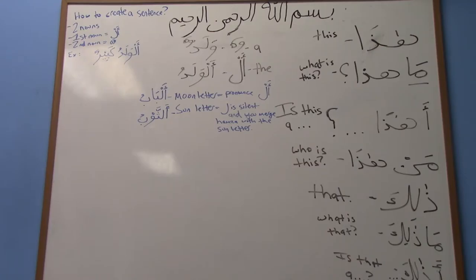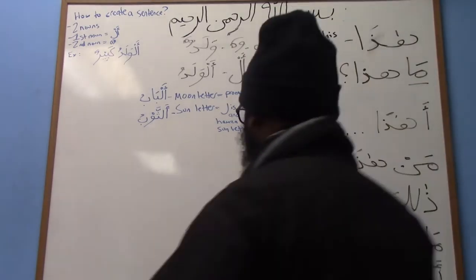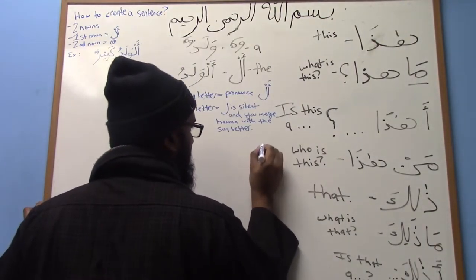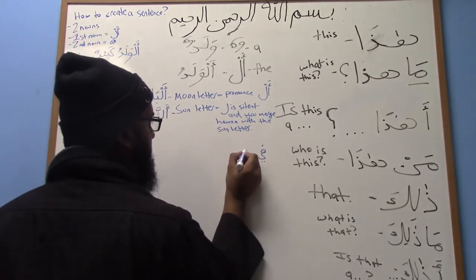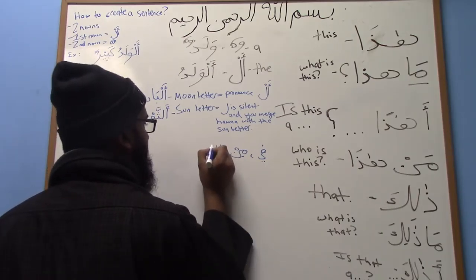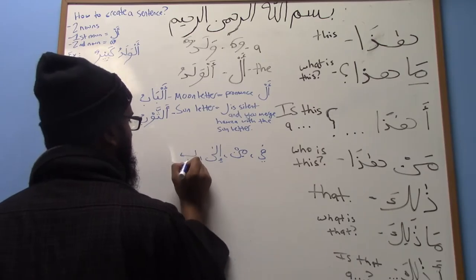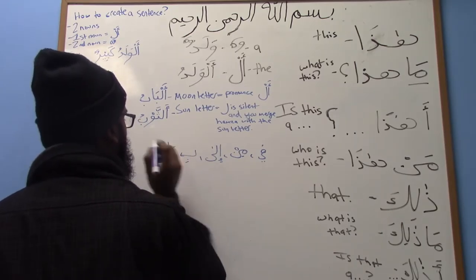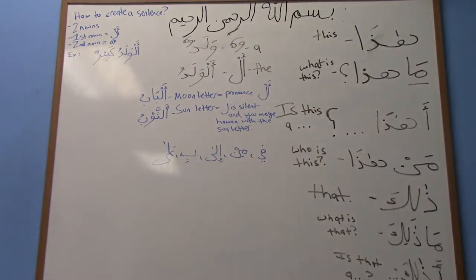Okay? Moving on, let's go to page number 21. Page number 21, the author is introducing the concept of prepositions, or harf, like, for example, fi, ala, min, ila. What is the meaning of fi? In. What is the meaning of min? From. What is the meaning of ila? To. What is the meaning of bi? With. And what is the meaning of ala? Upon or on. Good. These are prepositions.